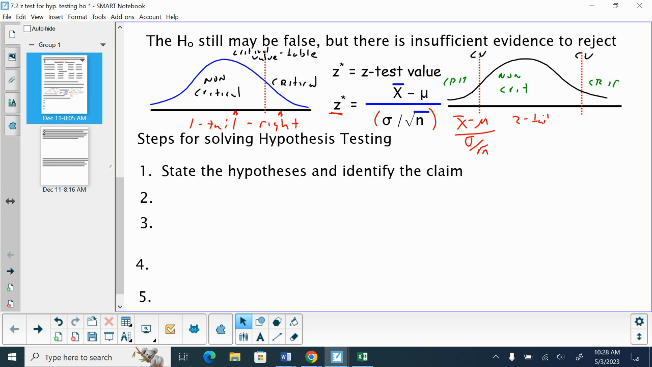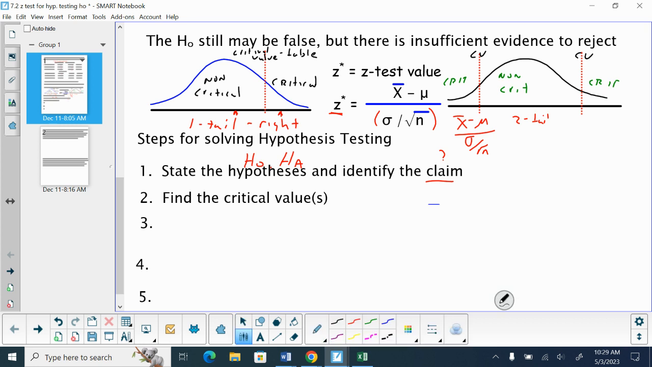Steps for solving. State your null and alternative hypothesis. Some teachers will make you say, what's the claim here? I'm not really concerned about the claim. Just give me a null and alternative hypothesis. Your alternate could be mu is not equal to 11, and your null would be mu equal to 11. You just state whatever your null and alternative are within the problem. Second thing you do: find your critical values. You go to your table. Your table will give you your critical values.